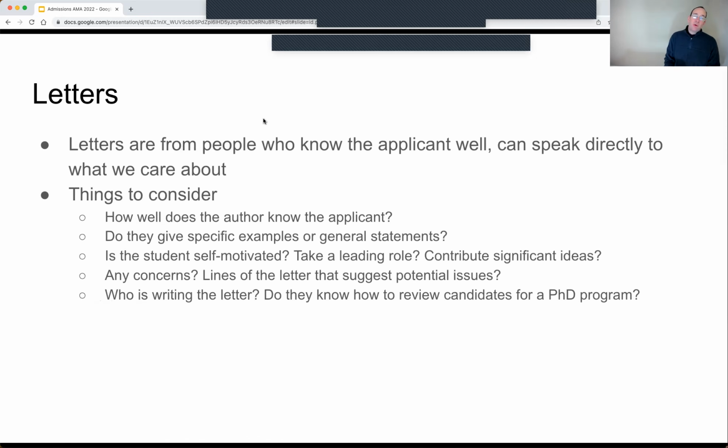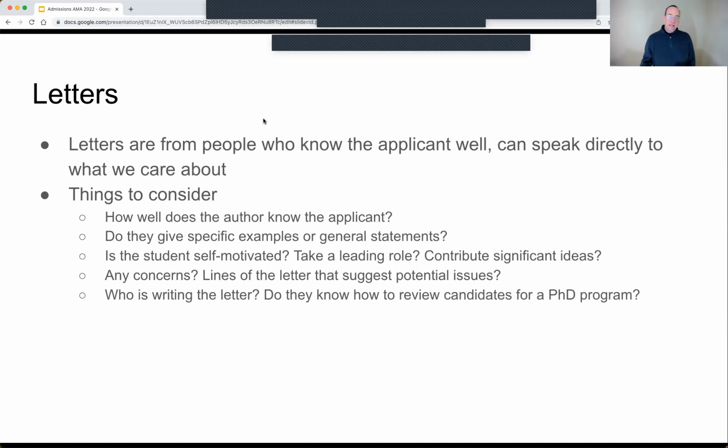So letters are the most important thing. They are also the thing least in your control, so you shouldn't worry too much about them. But let me tell you what they are. So the reason the letters are important is they come from people who know you well and can speak directly to the things we care about. So a good letter writer knows what we want. They know the information that we're looking for. They know you well, and so they can tell us exactly what we want to know. Okay, so that's why it's the most important thing for us.